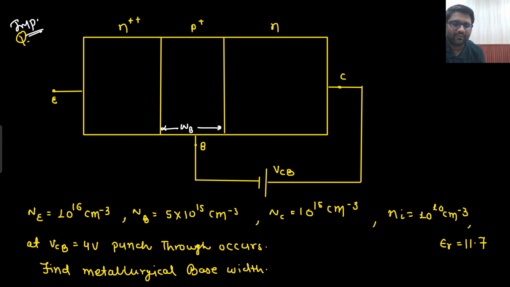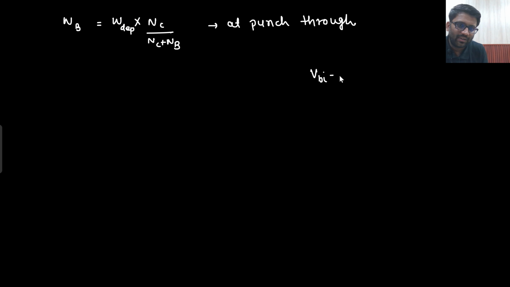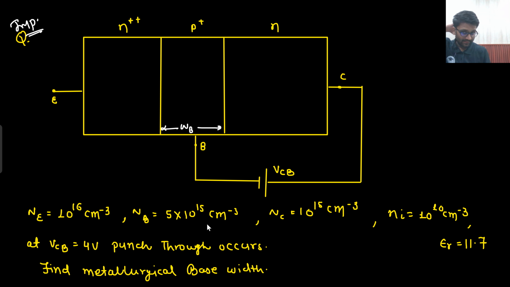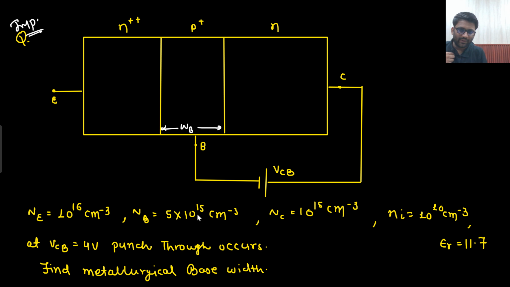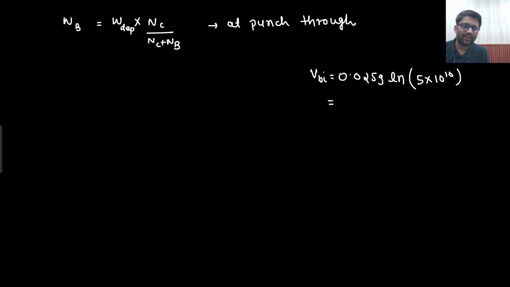But along with that, I would require the value of built-in potential as well. So first I will find out the built-in potential, 0.0259 kT ln 5 into 10 power 10. Because here 5 into 10 power 15 times 10 to the power 15 would become 5 into 10 power 30, divided by Ni square, that would be 10 to the power 20. So what I am getting is 5 into 10 power 10. So 0.0259 ln of 5 into 10 to the power 10, so 0.638. Built-in is coming out to be 0.638 volt.